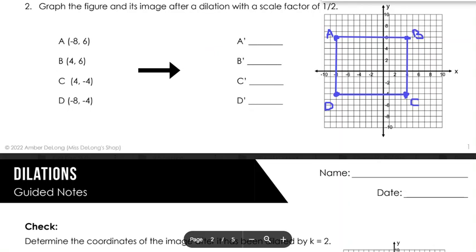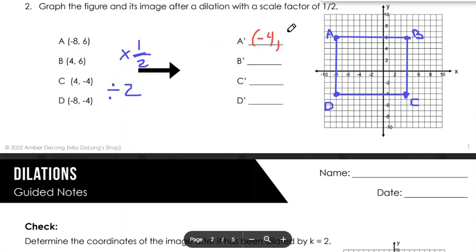And now it says I'm going to use a scale factor of 1/2. So that means I'm multiplying each of these by 1/2. Another way of multiplying by 1/2 is to divide by 2. Multiplying something by 1/2 is the same thing as dividing it by 2. So I can divide each of these points by 2, and that'll give me my new image. Let's change the colors here so we can see it a little differently. So I'm going to divide each of these by 2. All right, so -8 divided by 2 is -4.